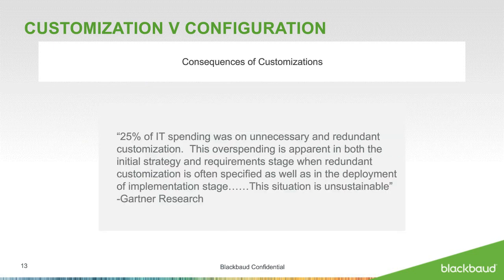On the other hand, given the trends in the software industry and having learned about software delivery for decades, experts really don't recommend purchasing custom software, for a lot of reasons. One of them is this. Gartner does some research around software. Their pull quote is this: 25% of IT spending was on unnecessary and redundant customization. This overspending is apparent in both the initial strategy and requirement stage and also the deployment and implementation stage.